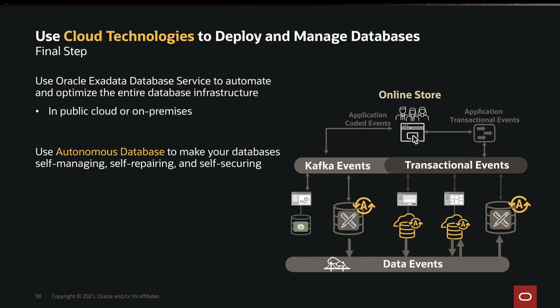As part of the final step to simplify the microservices architecture, use cloud technologies to deploy and manage databases. You can use the Oracle Exadata database service to automate and optimize the entire database infrastructure in the Oracle public cloud or on-premise with Exadata Cloud at Customer. For a fully managed database experience, use the Autonomous Database to make your database self-managing, self-repairing, and self-securing.